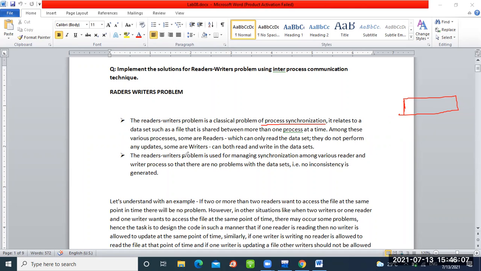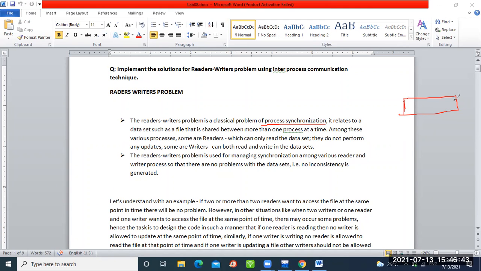Fine. Now the reader-writer problem is used for managing the synchronization among the various reader and writer processes, so that there are no problems with the data set. We can say no inconsistency is guaranteed. So whatever I explained just now is written here. So what is the reader-writer problem? First of all, it is a process synchronization problem. Why? Because we are sharing a file or data set among different readers and different writers.